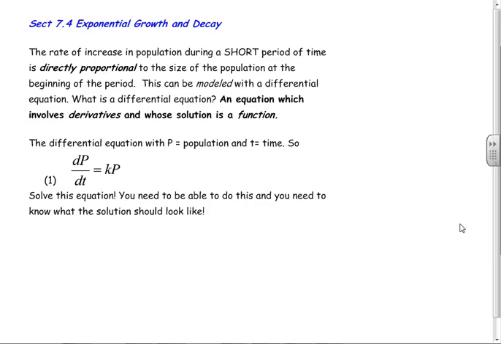Constant, and you have to know this, and it's on the exam every year. Exponential growth and decay is on the exam. In particular, this differential equation is on the exam. Now, don't get that confused with dP/dt equals some constant times t.